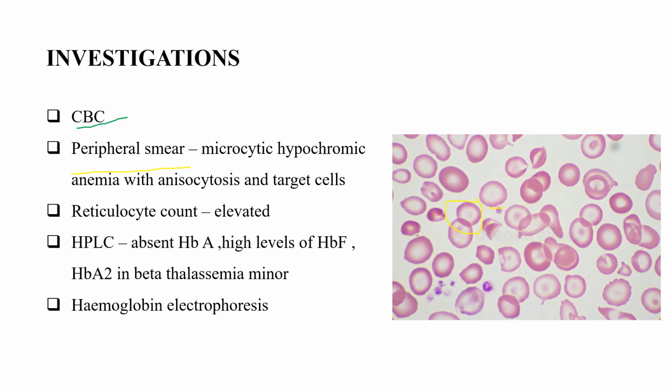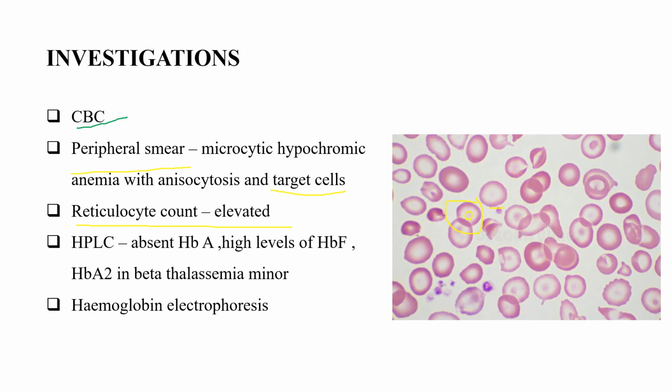What is a target cell? Target cell is one that has a central dot-like structure. So this is the condensed hemoglobin that is present in the center. This is the characteristic finding of thalassemia. And regarding platelets, there may be thrombocytopenia if there is hypersplenism. And the main thing is reticulocyte count. There will be reticulocytosis because of accelerated erythropoiesis.